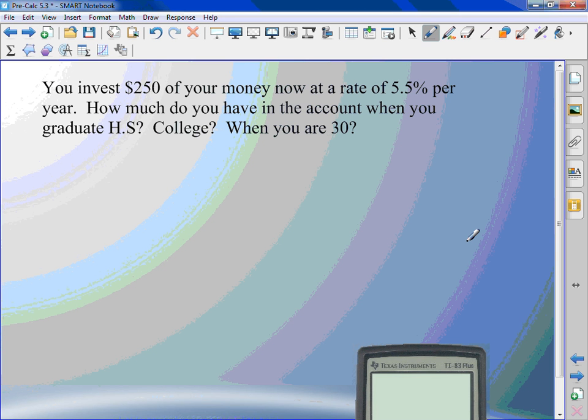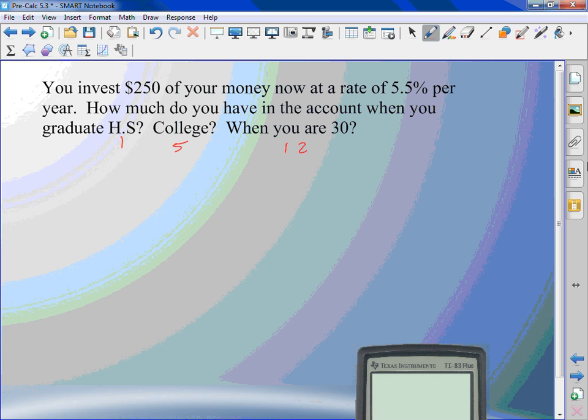How much will you have when you graduate high school, which for some of you will be this year, when you graduate college, and when you're 30? College would be how many years from now? 5 years from now. Why 5? You count this year plus 4 years of college. Most of you are how old? 18. So we'll just say 18. How many years till you're 30? 12. So we have 3 problems here.